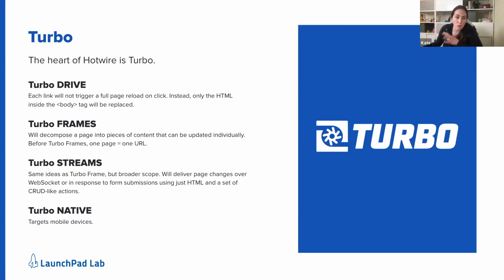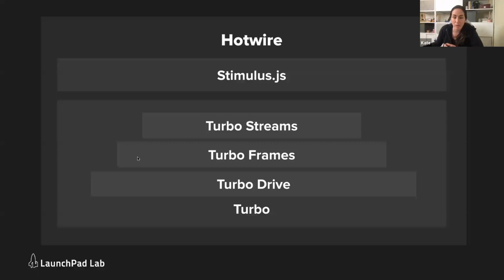Before Turbo Frames, one page is one URL. Turbo Streams has the same idea as Turbo Frames but a broader scope, and will deliver page changes over WebSocket or in response to form submissions using just HTML and a set of CRUD-like actions. Turbo Native targets mobile devices. So let's look at that again in another diagram form. You've got Hotwire. You've got Turbo, which is made up of Turbo Drive, Turbo Frames, Turbo Streams, and you've got Stimulus. Turbo makes up the foundation of Hotwire.